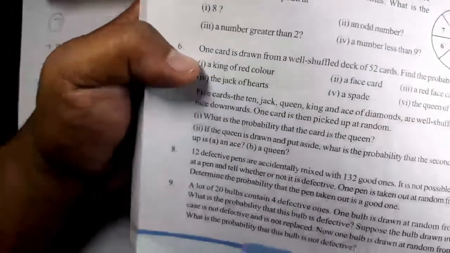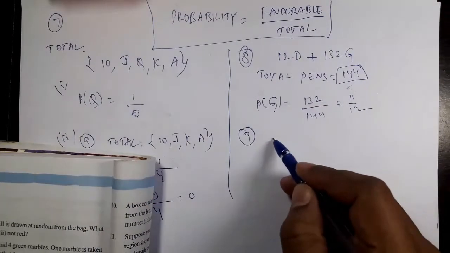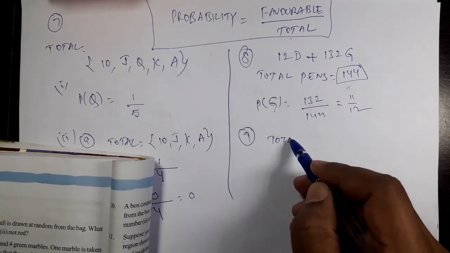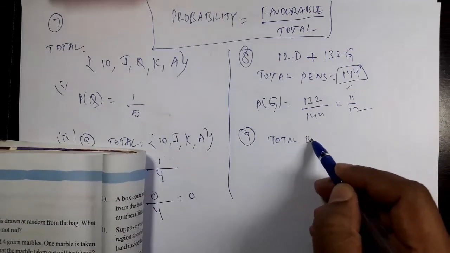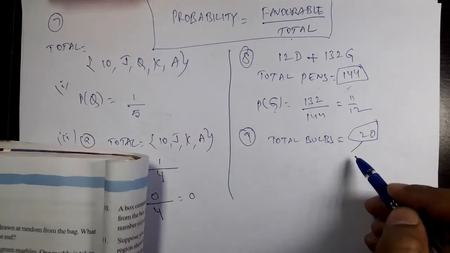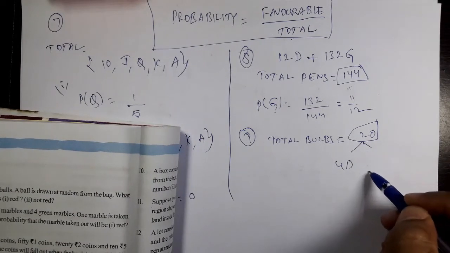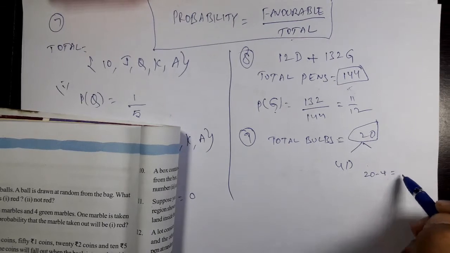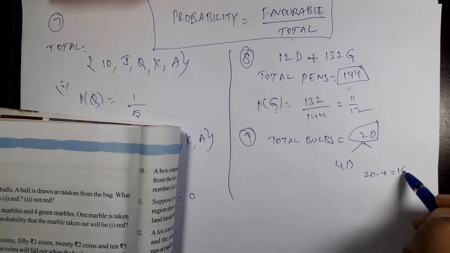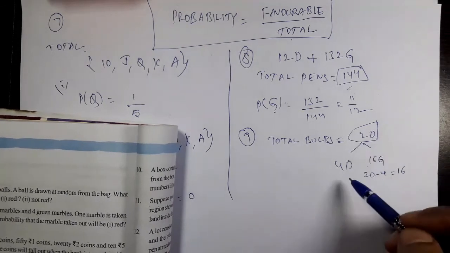Listen carefully. In that lot, how many bulbs are there? 20 bulbs. How many are defective? 4 defective. So total bulbs is 20. Of these 20, how many are defective? 4 defective. How about the remaining ones? 20 minus 4, that is 16. The remaining 16 are good. So in this lot of 20, 4 are defective ones and 16 are good bulbs.